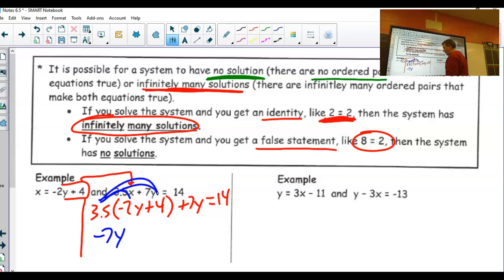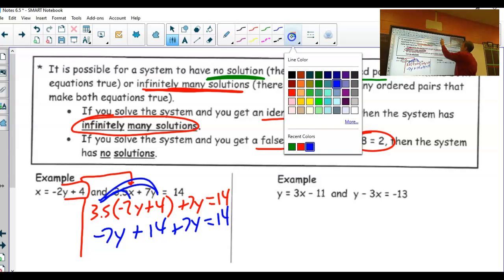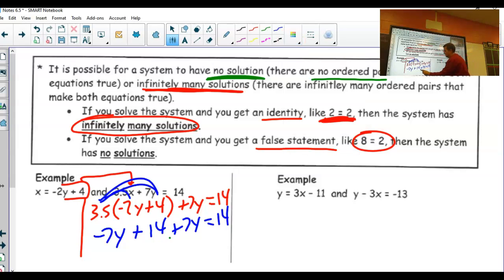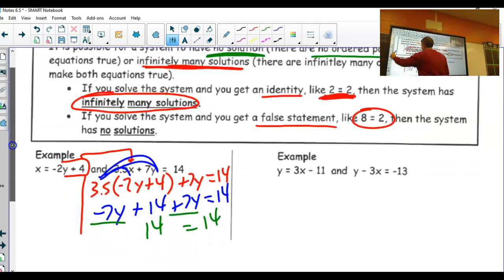3.5 times 4 is, let's see, it'd be 14. It would be positive 14. So I get that. And then look what happens when I combine my like terms. I have a positive 7y and a negative 7y. So they are going to cancel each other out, leaving me with 14 equals 14.